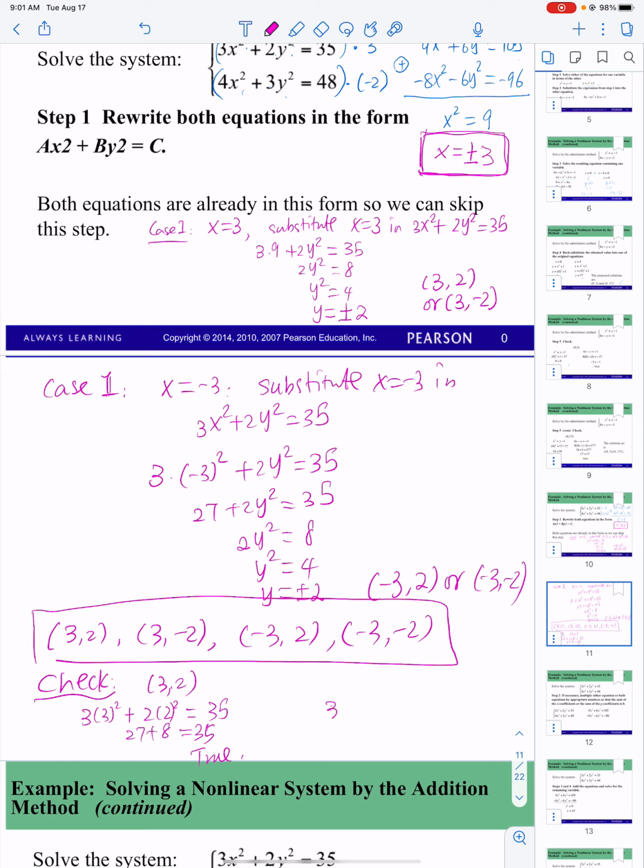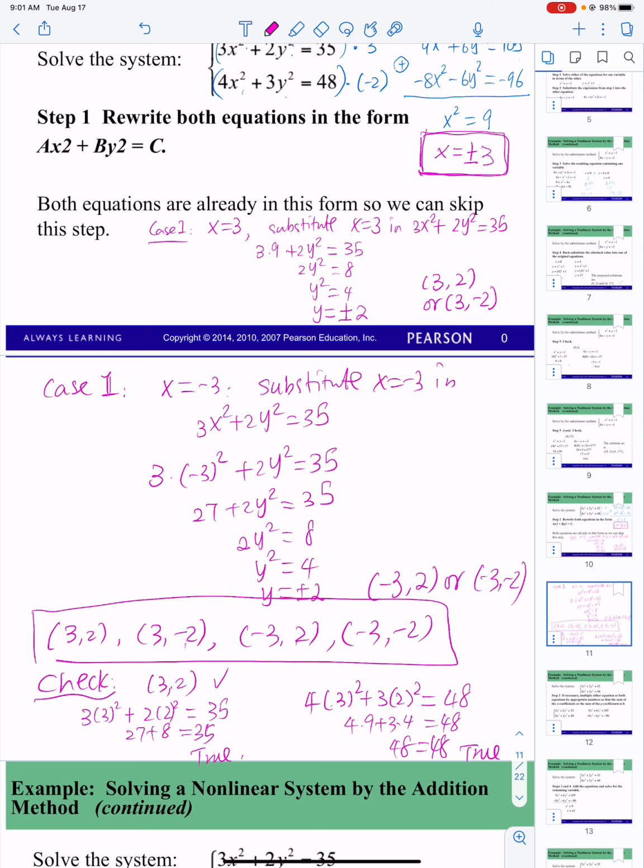And then you have 4 times 3 squared plus 3 times 2 squared equal to 48. So 4 times 9 plus 3 times 4 equal to 48. 36 plus 12 is 48, equal to 48. True. With me? So check this. And then you can check the following: 3, negative 2, negative 3, 2, and negative 3, negative 2.